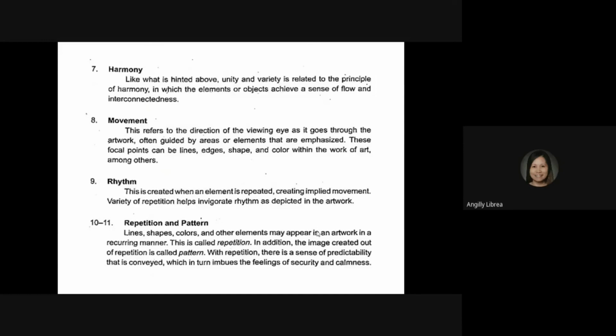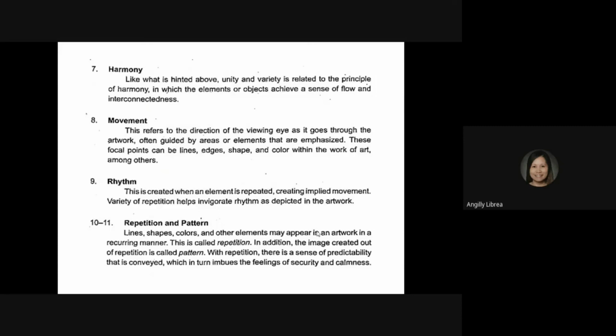Next, guys, is movement. This refers to the direction of the viewing eye as it goes through the artwork, often guided by the areas or elements that are emphasized. These focal points can be lines, edges, shape, and color within the work of art, among others. Then, number nine is rhythm. This is created when an element is repeated, creating implied movement. Variety of repetition helps invigorate rhythm as depicted in the artwork. And lastly, repetition and pattern. Lines, shapes, colors, and other elements may appear in an artwork in a recurring manner.